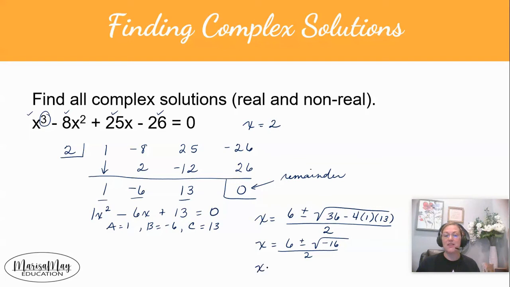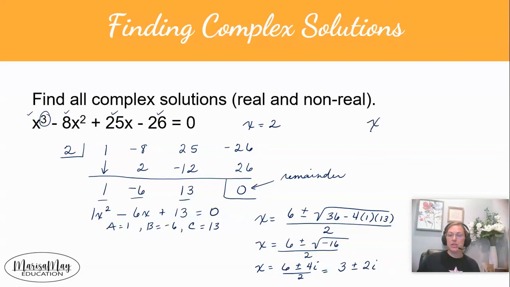And I know you're thinking, oh no, a negative underneath the square root, but that's okay. Remember, we're anticipating to get complex solutions with imaginary numbers. So we know the square root of 16 is 4, and then we'll deal with that square root of -1 by putting an i here. Looks like I can divide each of those by 2. So I've got 3 plus or minus this 2i.